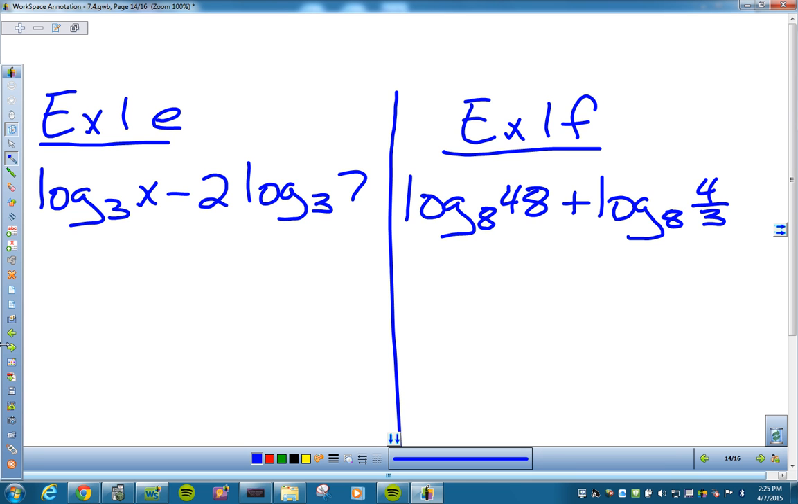Okay, so we have, what 2 properties are we going to use on this first one? Quotient and power. I'll give you a chance, maybe you get a chance to write it down.